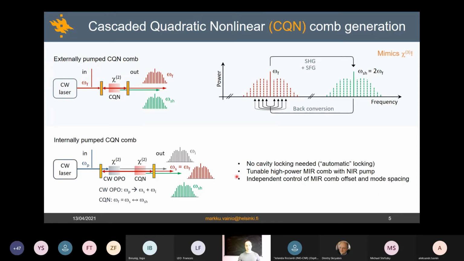The main reason for us to study this type of scheme is that we automatically produce also this idler comb, which is in the mid-infrared region, which is what we need in our experiments. And then, as I will show later during the talk, in this scheme we can also control the offset frequency and mode spacing of the comb.